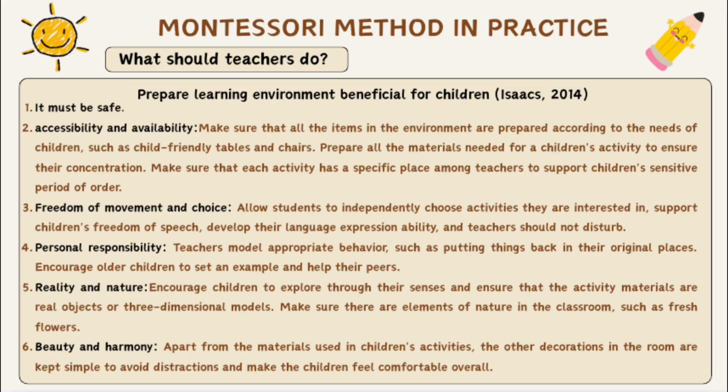Now it's my turn to introduce the trainee teachers to what they should do in practice. So they need to prepare a learning environment beneficial for children. It must be safe, accessible, and available. Make sure that all the items in the environment are prepared according to the needs of children, such as child-friendly tables and chairs. Children need to feel free to move and choose in this environment.